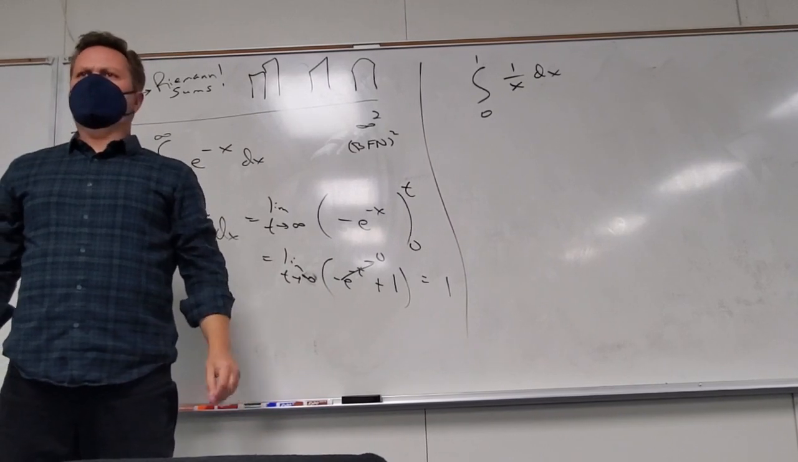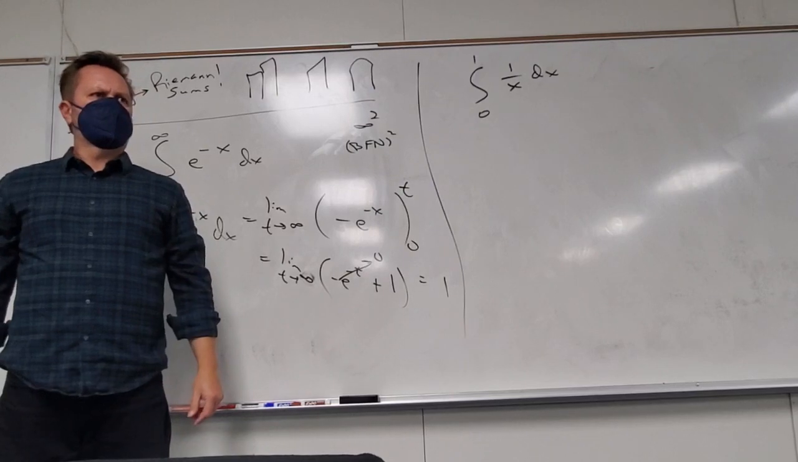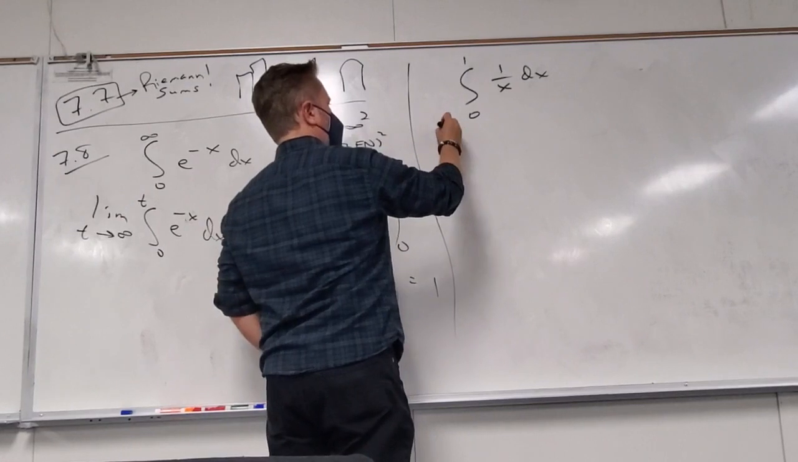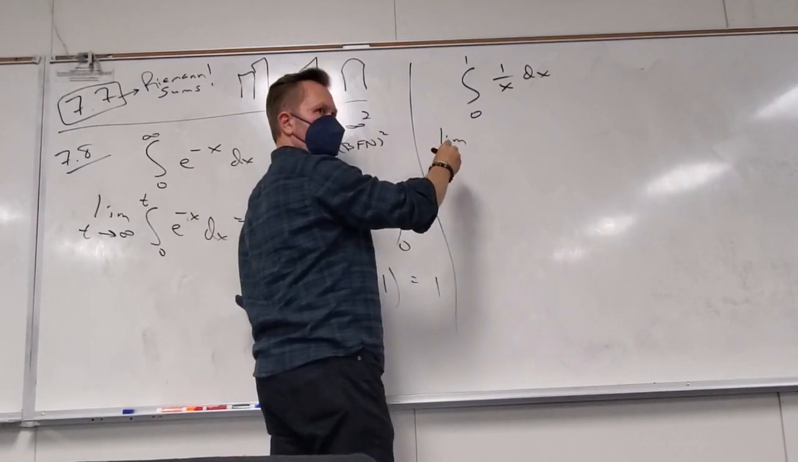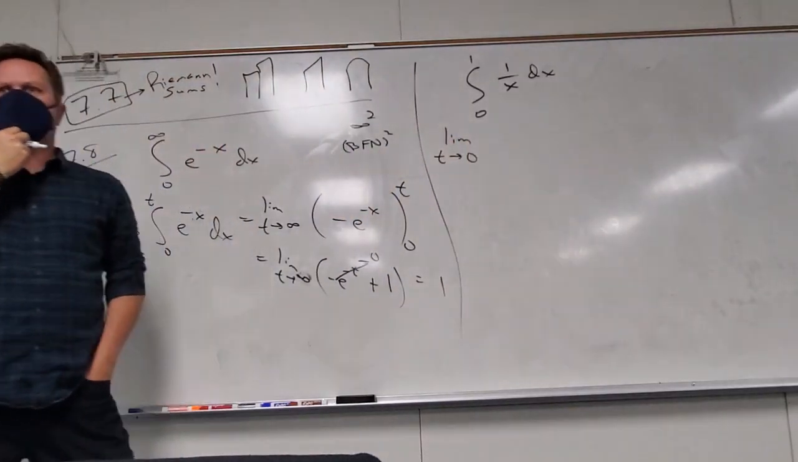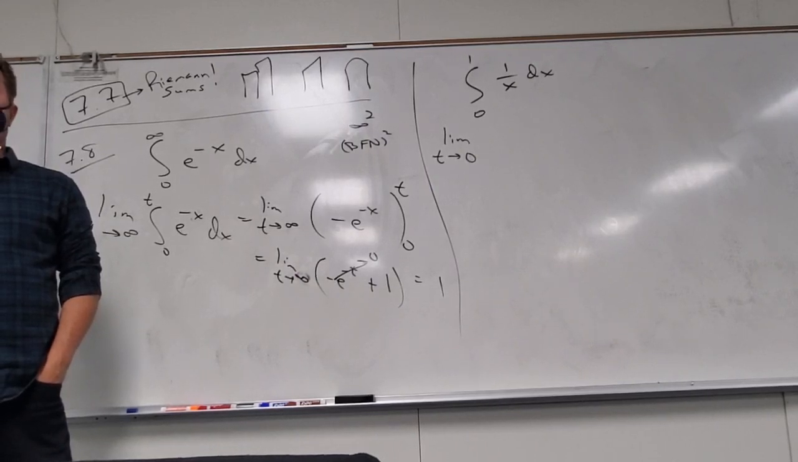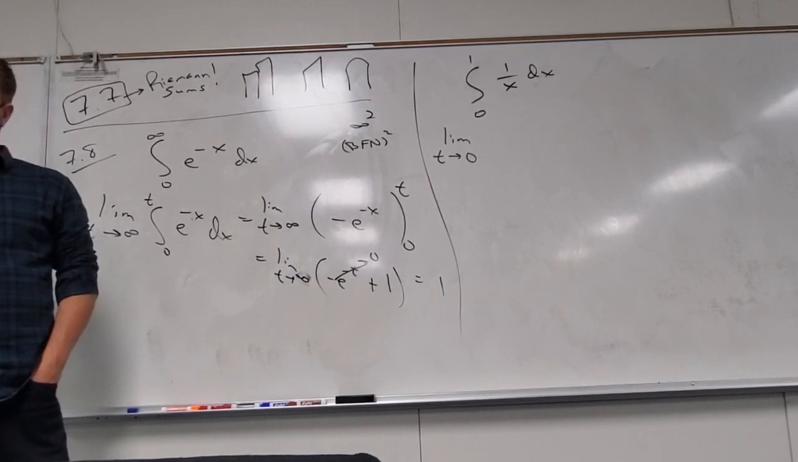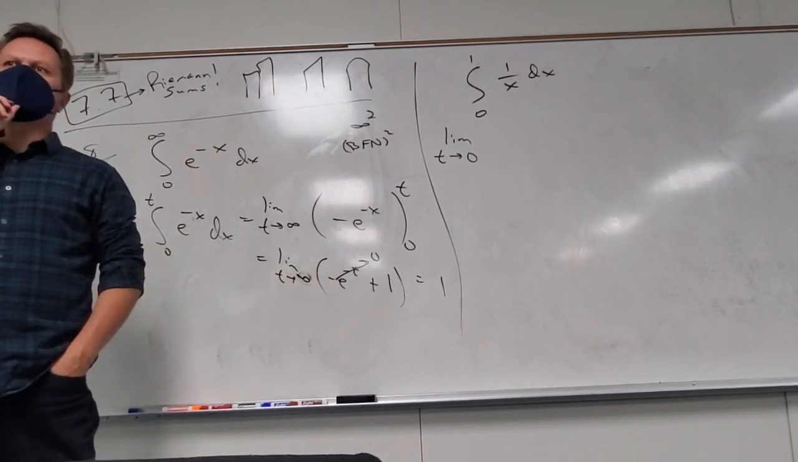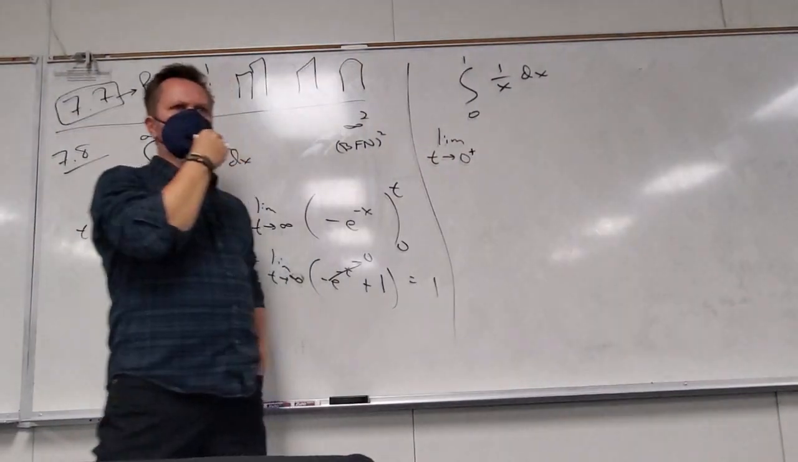Can anyone identify an issue with this? 1 over 0. Yeah. So guess what we're going to do? Now I want to go to 0. I want to go to 0 in a very specific way. The actual interval is 0 to 1. Am I ever plugging something in that's negative? So I want to approach 0 from? The right. Yeah.